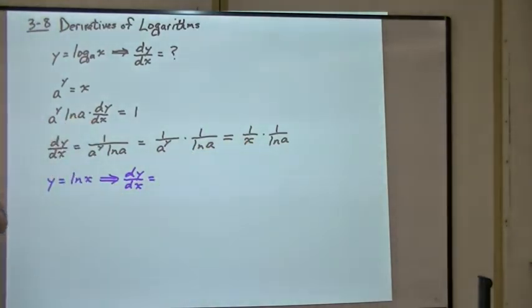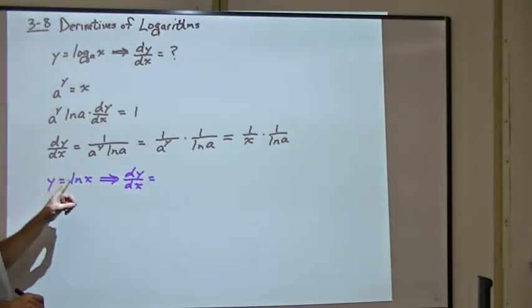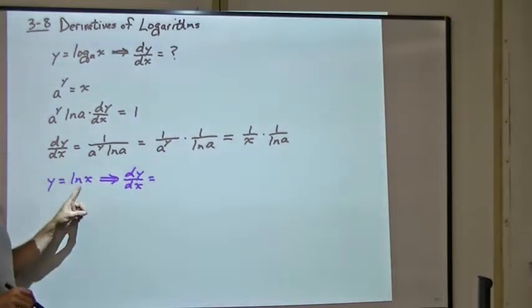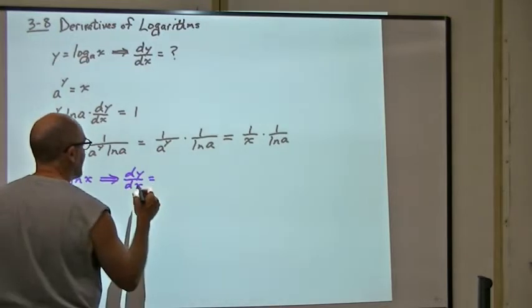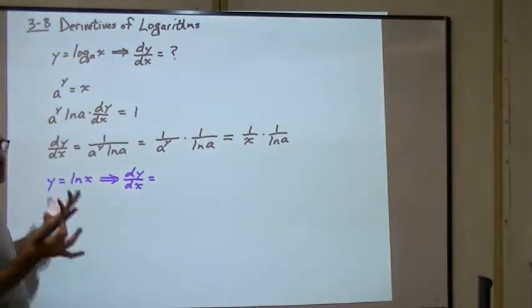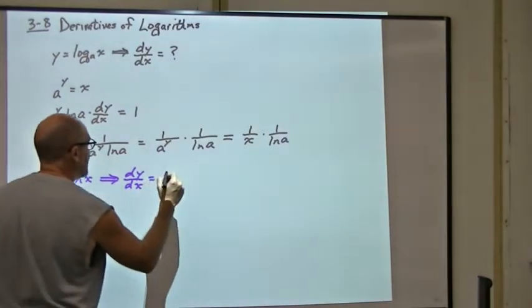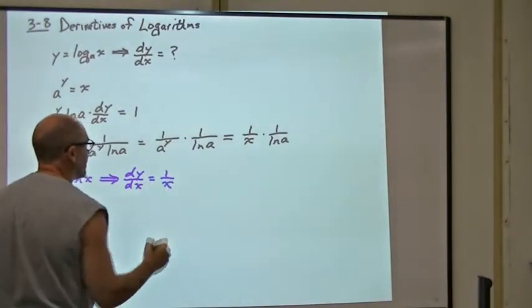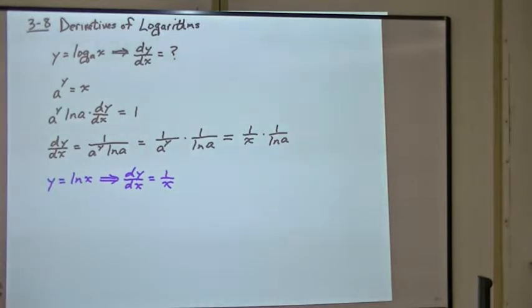So now, if we go down to the derivative of natural log x, that's going to end up being 1 over x times 1 over natural log e. Well, natural log e is just 1, so this just becomes 1 over x.